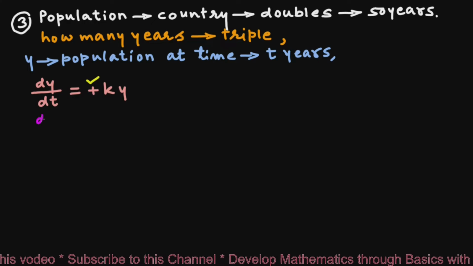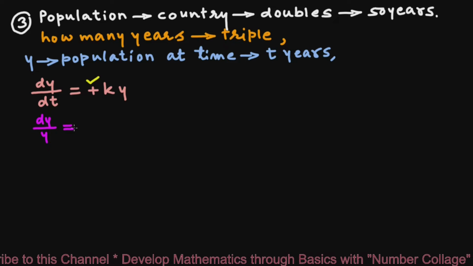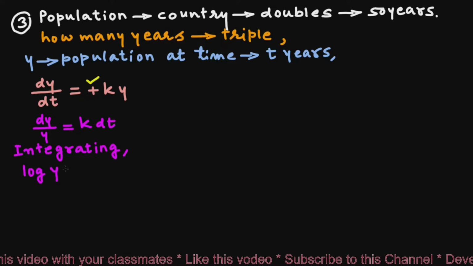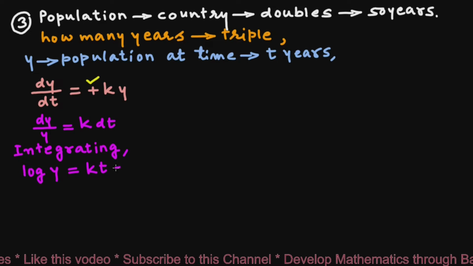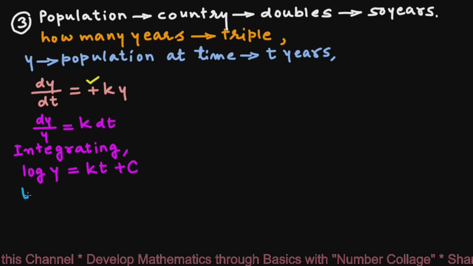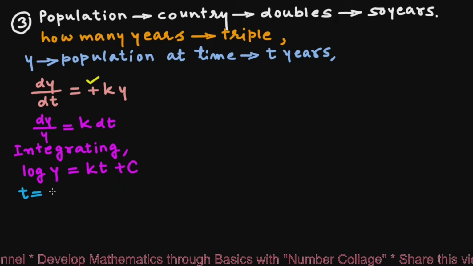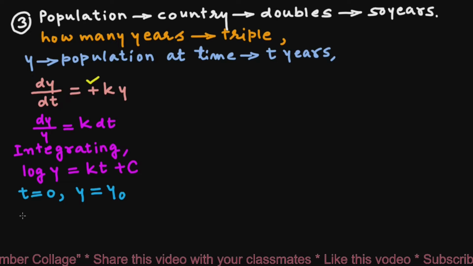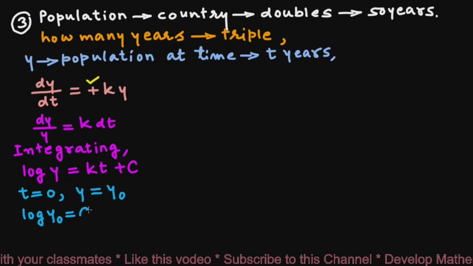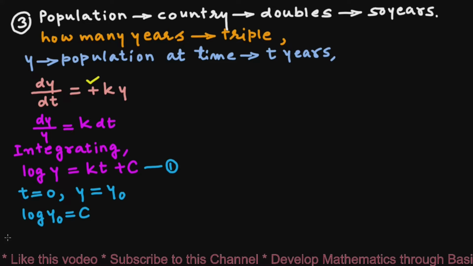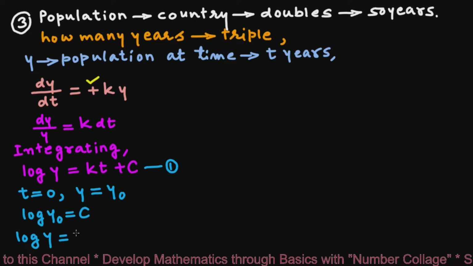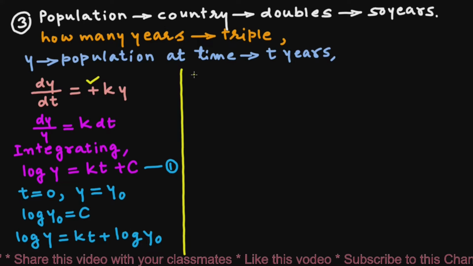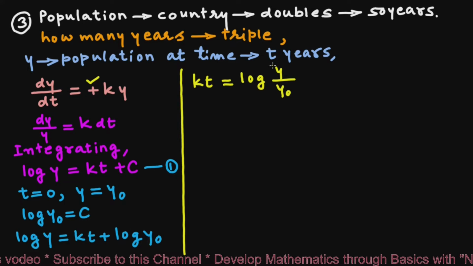Separating the variables, we write dy by y equals k dt. Integrating, we get log of y equals kt plus c. It is given that initially when t equals 0, population is y0. So we get log y0 equals c. Therefore, this equation 1 becomes log y equals kt plus log y0. So kt becomes log y upon y0.